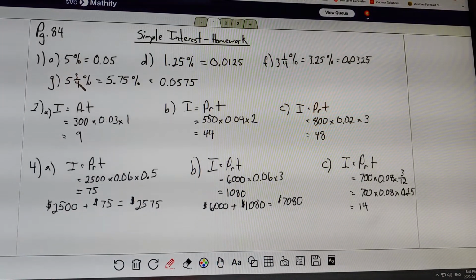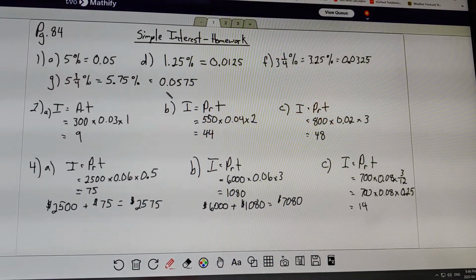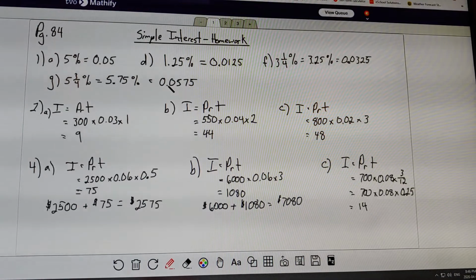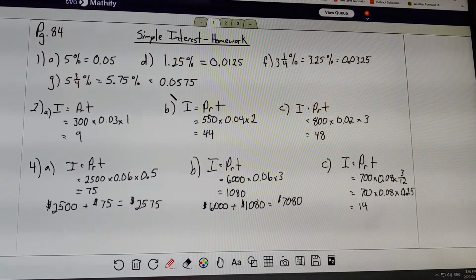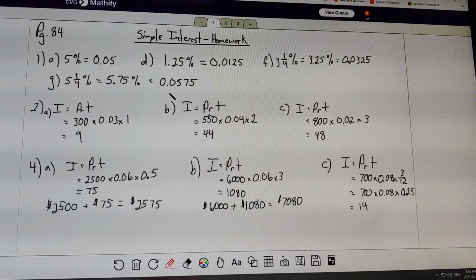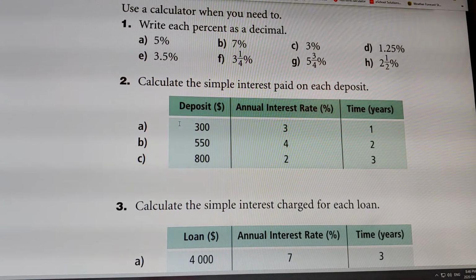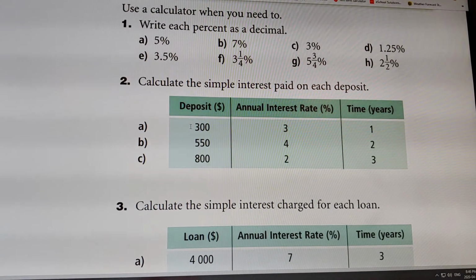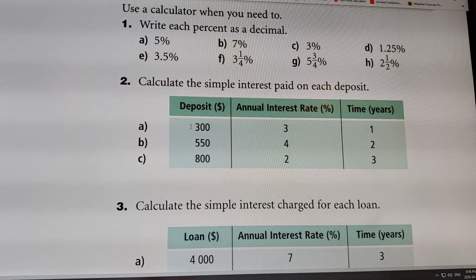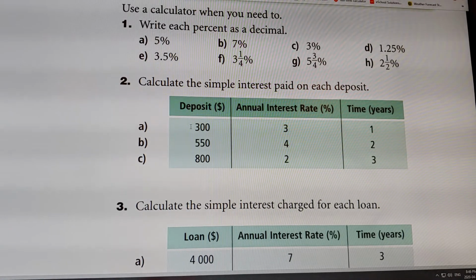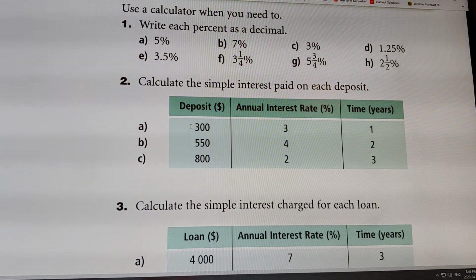Same idea with G. 3 divided by 4 is 0.75. So this is 5.75%. Move the decimal 2 spots to the left, 0.0575. Number 2, I'll just get a peek at it, said calculate the simple interest paid on each deposit. So basically this is just a quick and dirty way of getting you to try the interest formula.